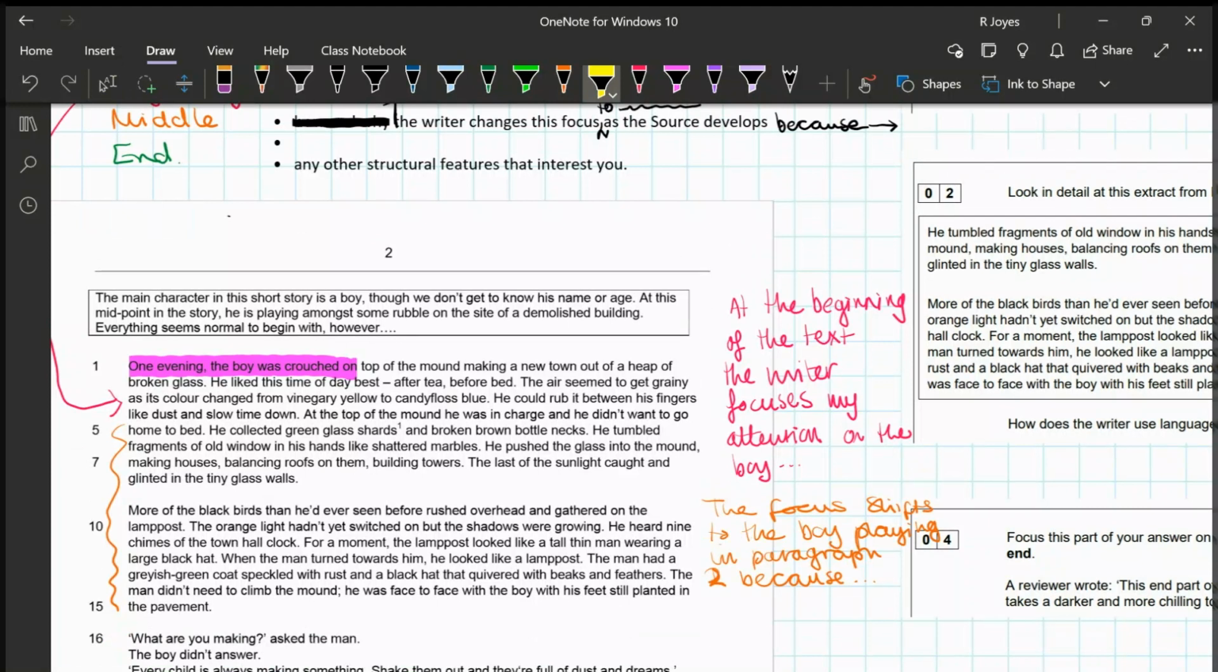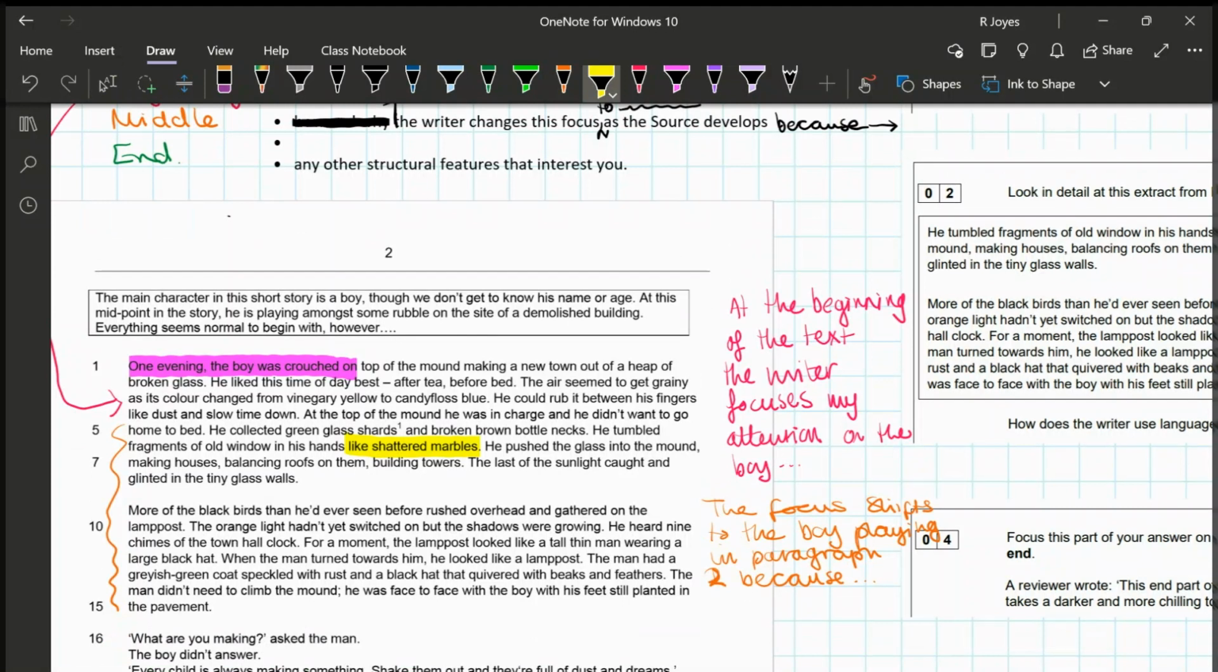Actually, we're probably better off looking at around about line 5 or 6. "Top of the mound, he was in charge." We didn't want to look at something like "shattered marbles" maybe, because marbles are about playing. So again, we know that the shift change goes from just a description of the boy to what he is doing. Okay, and we've picked that up from that extract.